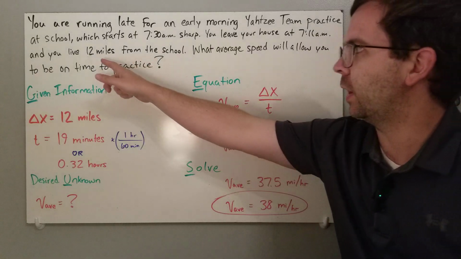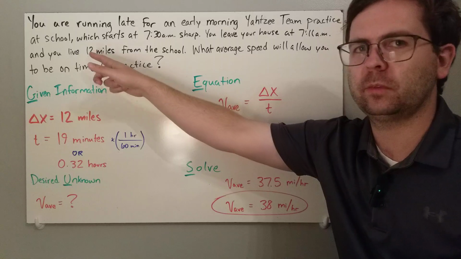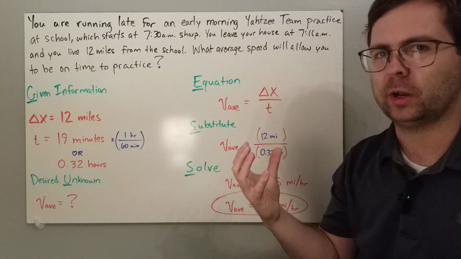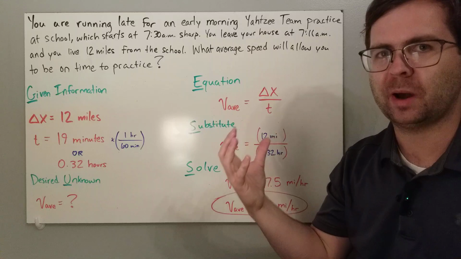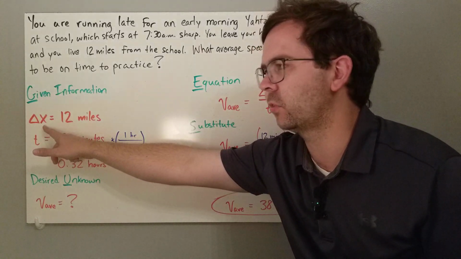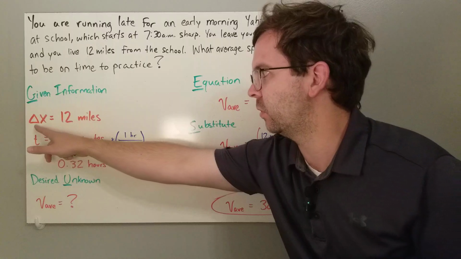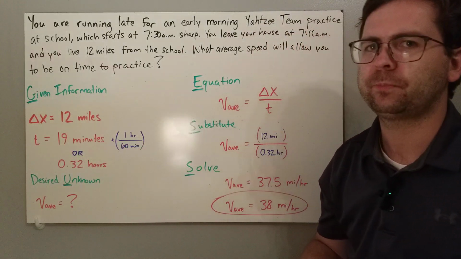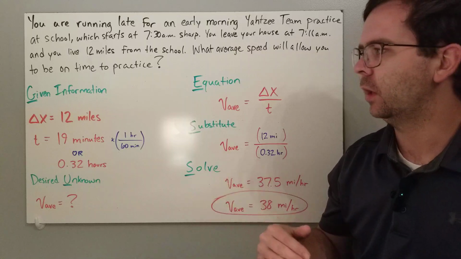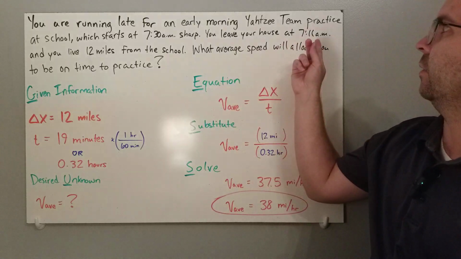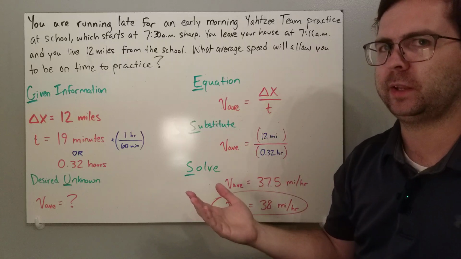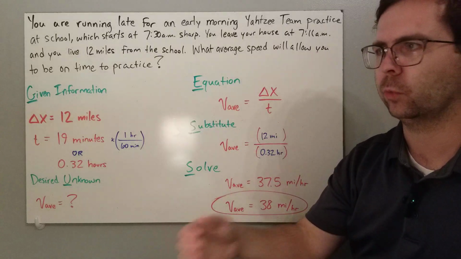So, for example, I see 12 miles. Okay, that is a distance measurement. I know that. So I'm going to take what I know about that unit, miles, and I'm going to identify that as a distance. So I'm going to write delta x, representing the distance. The change in position is 12 miles. And then I know that the time that it took was 19 minutes because it went from 7:11 to 7:30. So I did 30 minus 11. That gives me 19 minutes to get to the school.